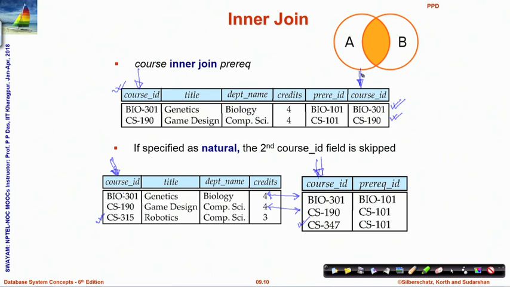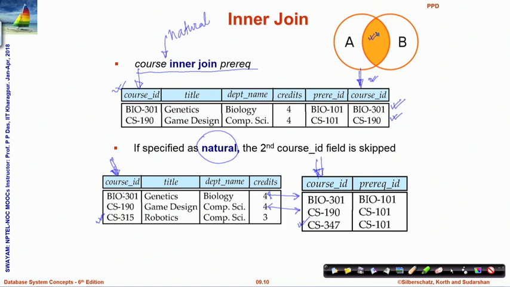Now, if in addition to saying that this is an inner join, I also specify the word natural, then this second duplicate attribute, course ID, will be dropped from the output. That becomes a natural join. Inner join, as the name suggests, finds out the inner part of the two relations.